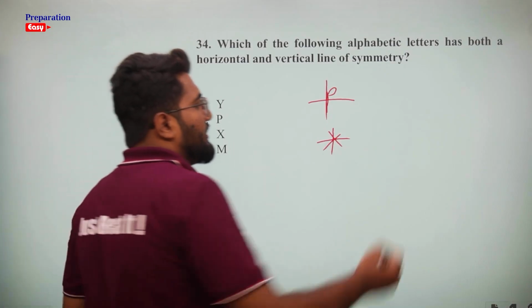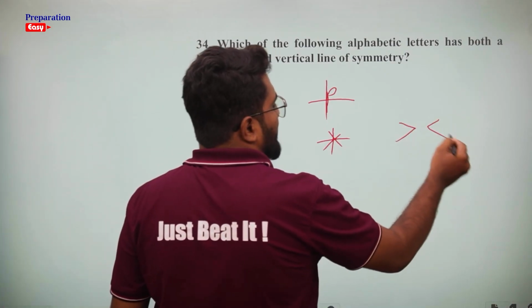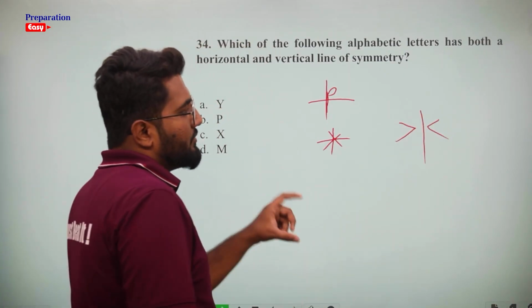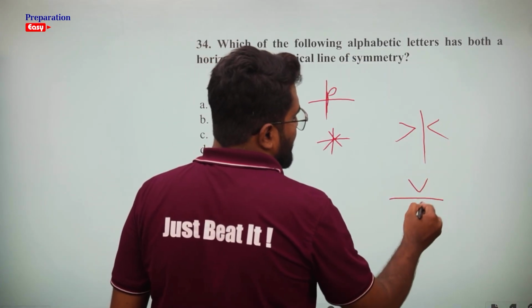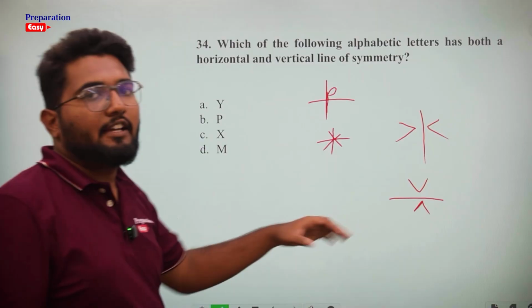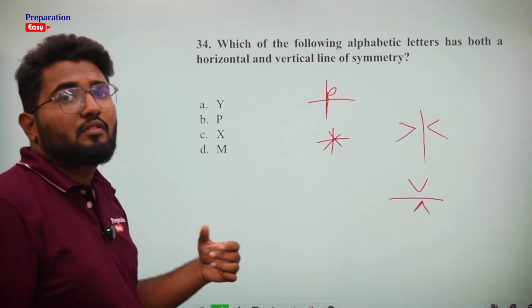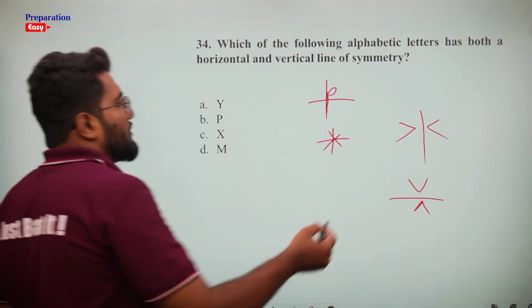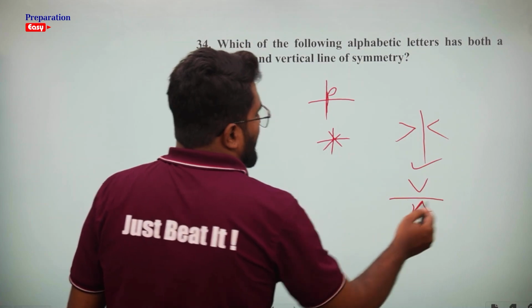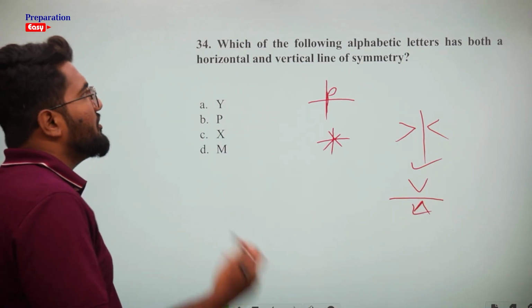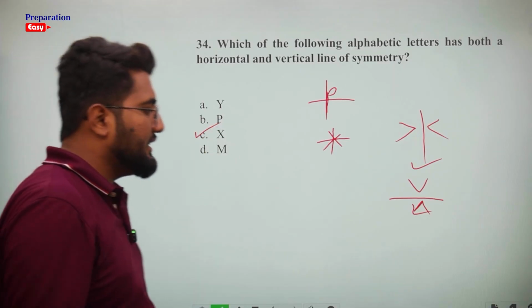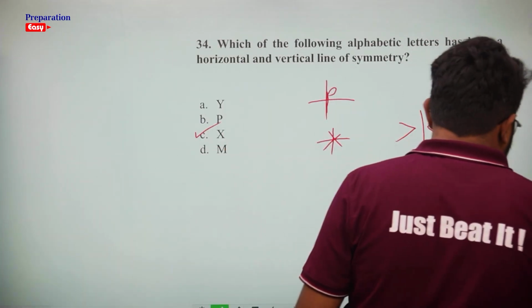If I divide it, this will be the two parts, and like this will be the two parts, V and opposite V. So these are the vertical and horizontal symmetry of X. So what will be your answer? Our answer will be C, X. Let's move towards next question.